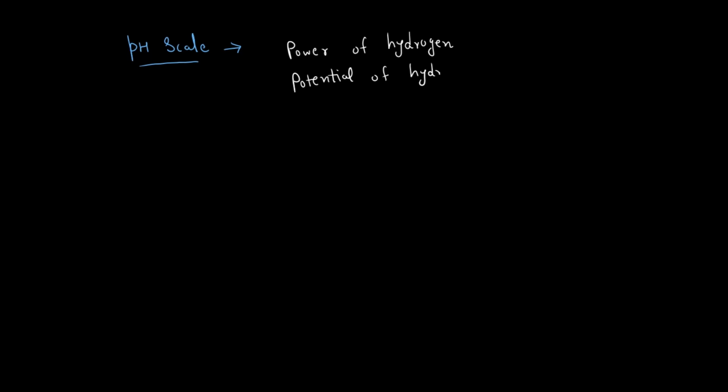Okay, so today we are going to study the pH scale. So what is pH? pH is the power of hydrogen ion. So pH is termed as power of hydrogen, or we can say potential of hydrogen. Actually this H here represents the potential of H plus ion.